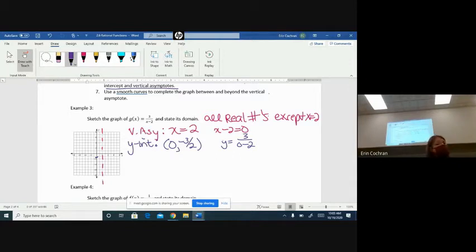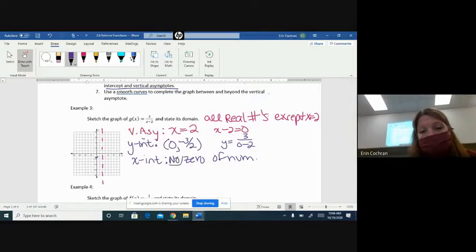Now our x-intercepts, okay? Remember, our x-intercepts are the zeros of my numerator. So the x-intercepts are the zeros of your numerator. Well, do we have any zeros of the numerator? Can I set my numerator equal to 0 and solve for something? No. So we have no x-intercepts because we have no variables in the numerator, right? You guys okay with that?